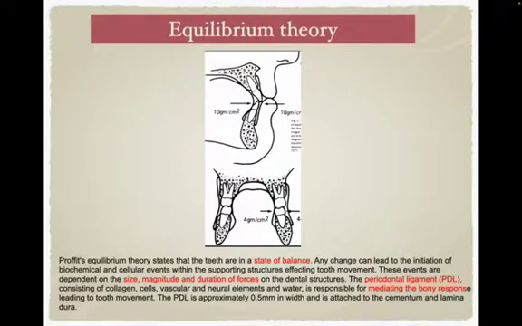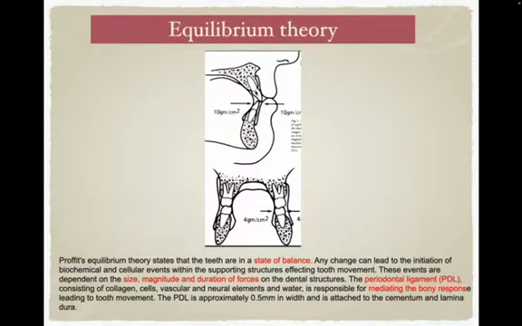Proffit came up with the equilibrium theory, which basically stated that the teeth are in a state of equilibrium between the forces from the tongue and the lips, or in these cases the cheeks, the tongue and the cheeks, and the periodontal ligament usually stabilizes the teeth. How is that? If you look at the photo here at the top, the tongue force is slightly more than the force produced by the lips, and then the periodontal ligament acts as a stabilization for these teeth to stay where they are.